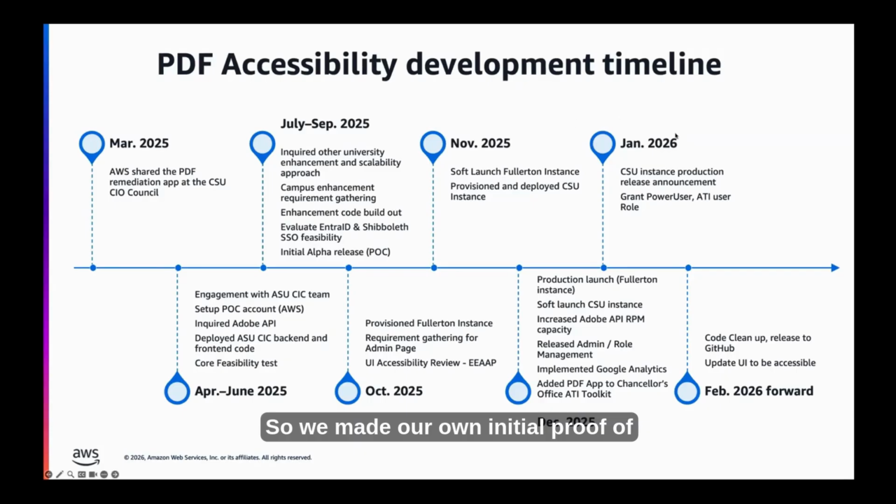So we made our own initial proof of concept in July, September, and launched it within our own campus in October for Fullerton, since we want to run some tests in our own space. Then another campus-wide kind of soft launch in November for us, and then December for the CSUs, and in the middle of January, we'll fully launch this solution for the entire CSUs. Next slides, please.